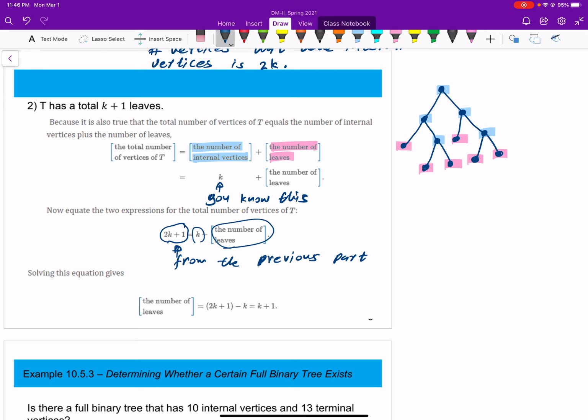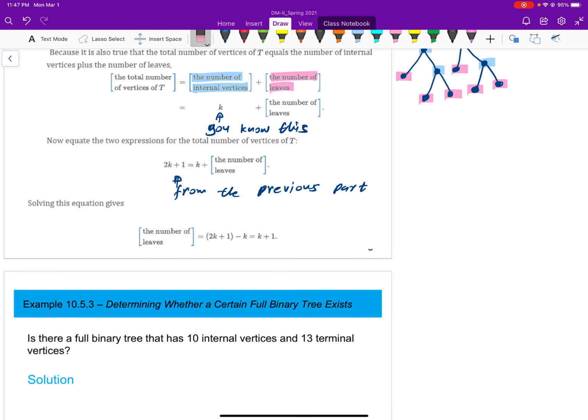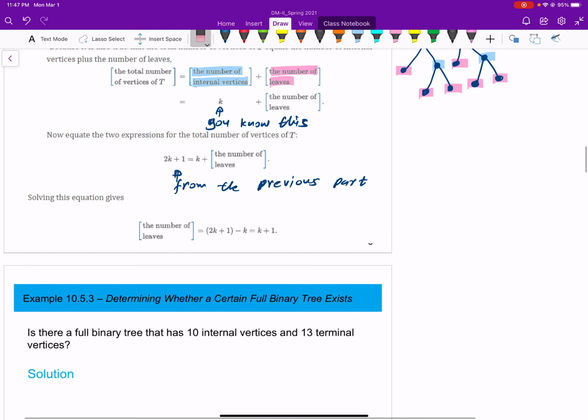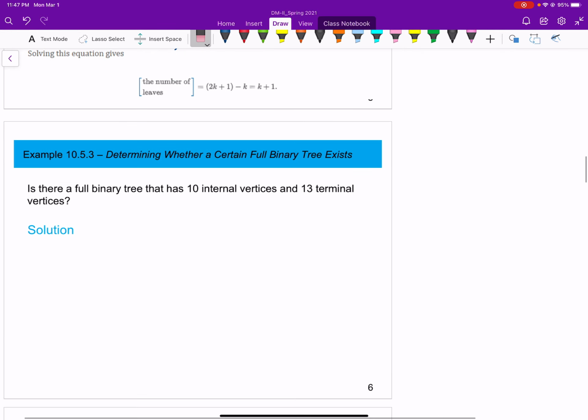Now this is a simple equation you can solve. 2k plus 1 minus k equals k plus 1, which is right here. Alright, so that is clear. This gives the total number of leaves. That's the end of the proof.